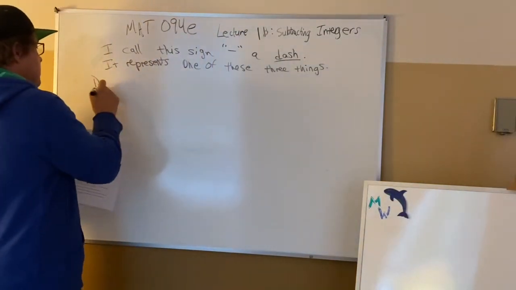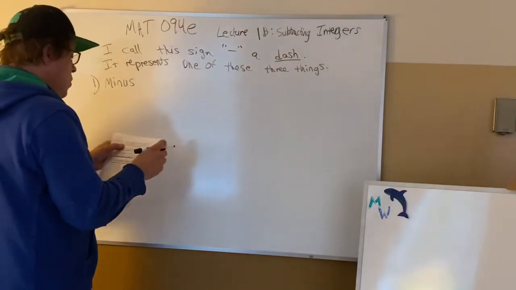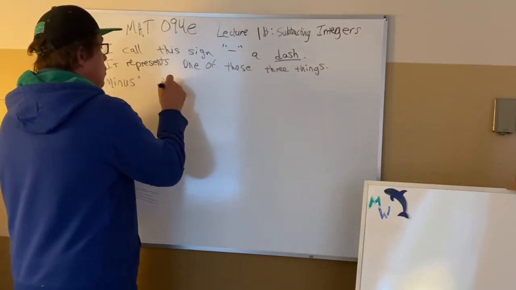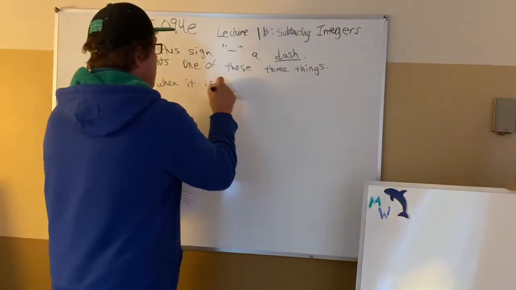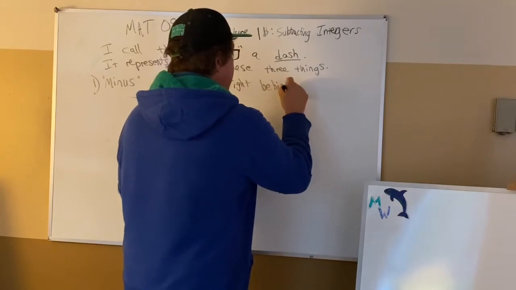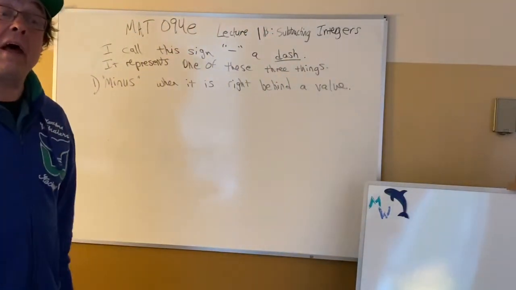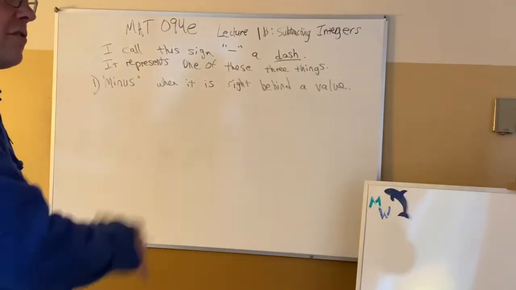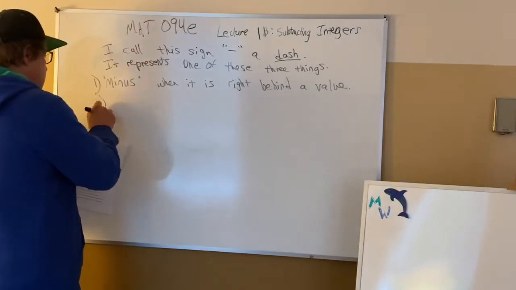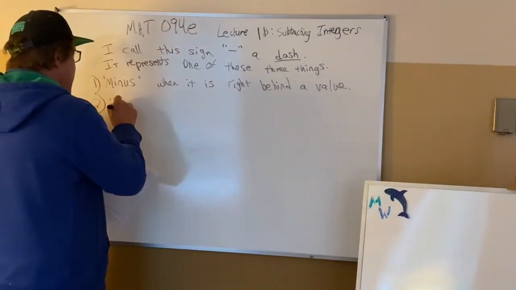One of them is, the first thing someone would say, minus. It's called minus when it is right behind a value. Usually a digit, but sometimes it'll be a letter, something like that. But when it's behind a value, it's called minus, and that's the first way we would assign the name to it. If it's not minus because it's not right behind a value, it would be called negative.